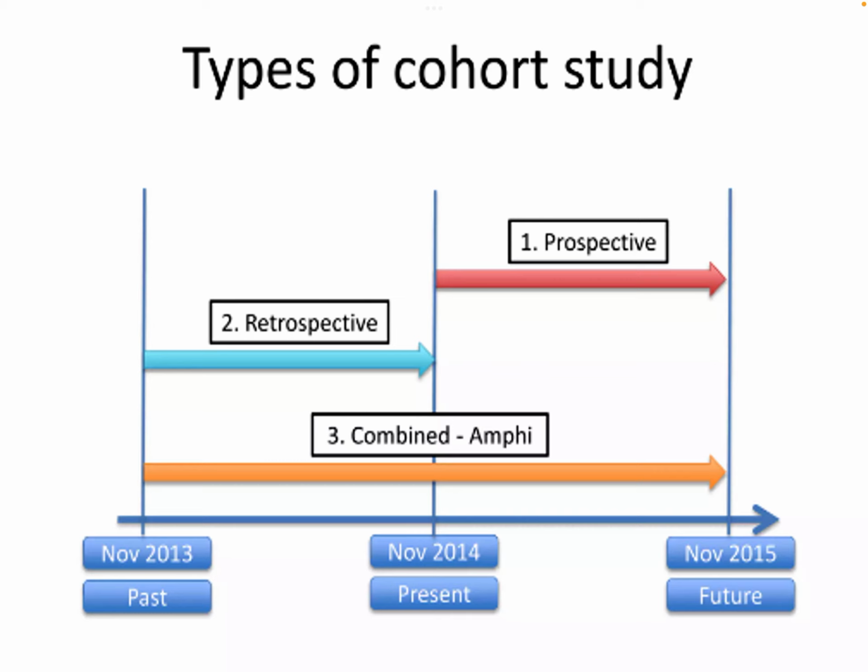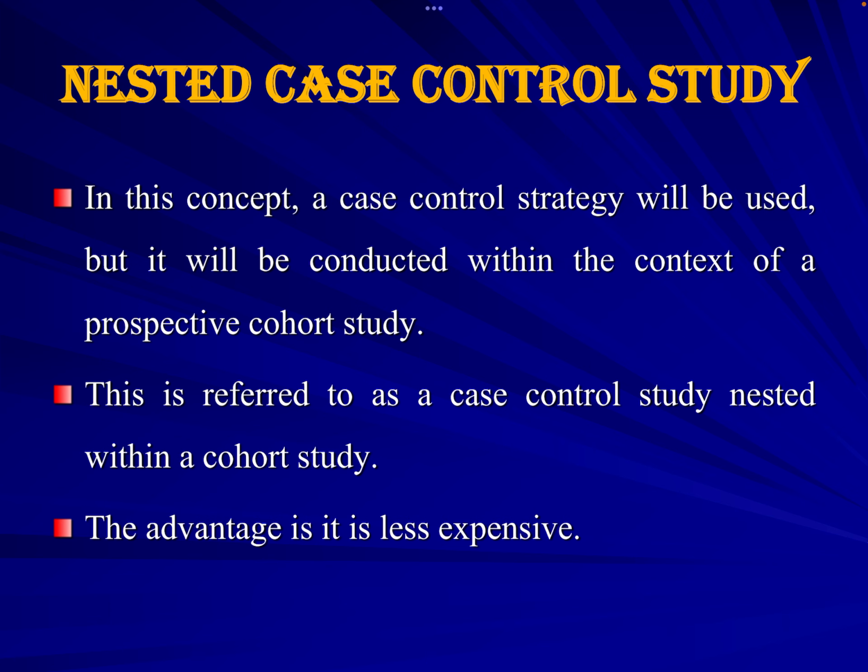In prospective study, we start from present and then we go to future. In retrospective, we start from past and we reach till present. And in combination, we start from past, reach till present and then we follow up till future.